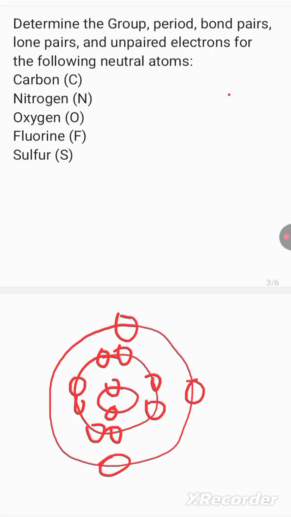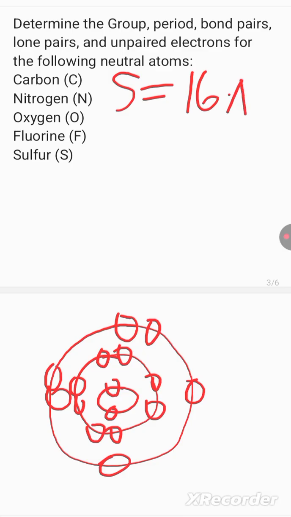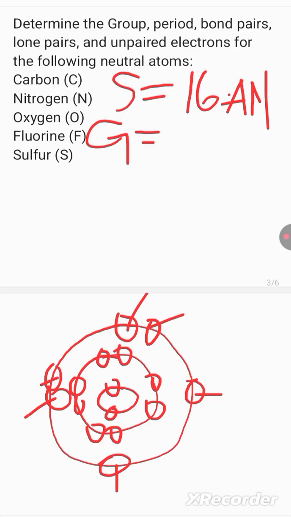magnesium, aluminium, silicon, phosphorus, and then sulfur. So we have already done that now. So 10, 11, 12, 13, 14, 15, 16. So it means sulfur has atomic number 16. So the group that it belongs to, you count the number of electrons that are present in the outermost shell. 1, 2, 3, 4, 5, 6. So it belongs to group 6.